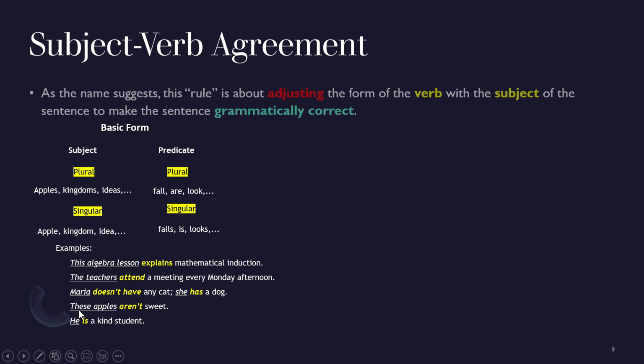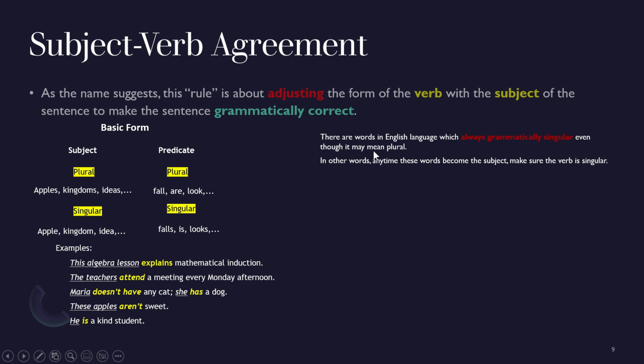Alright, now let's move on to the next example. These apples aren't sweet. Look at how many apples are there as the subject. More than one. Therefore, the predicate or the verbs here must be in plural since the subject is plural. And this one, he is a kind student. He is a third singular person. And therefore, the auxiliary that accompanies it must be in singular form. That is.